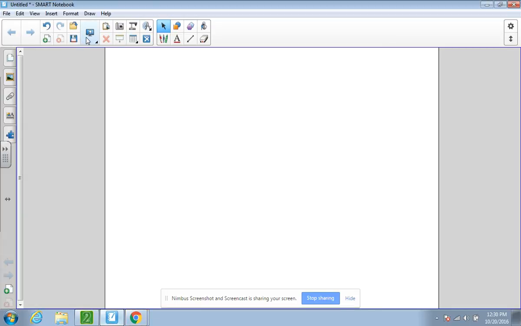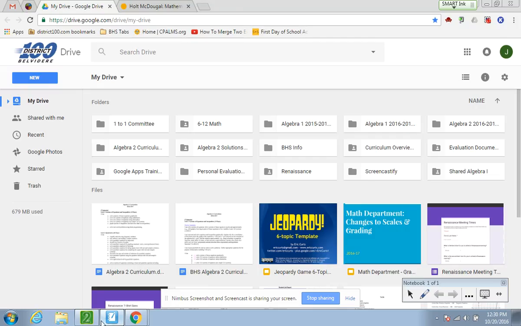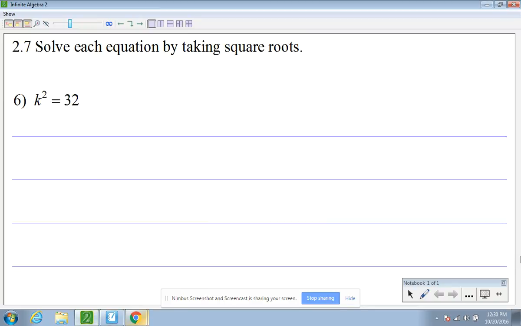In this video, we're going to review how to solve quadratic equations by taking square roots. This is a little different than solving by factoring because we don't want this to be equal to 0. We're actually going to isolate the variable this time. So we're going to move everything away from that variable that's being squared.